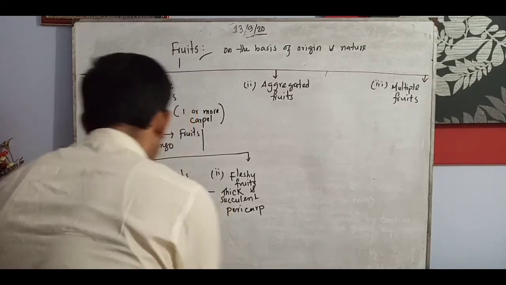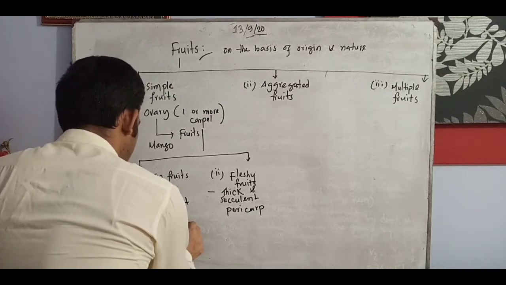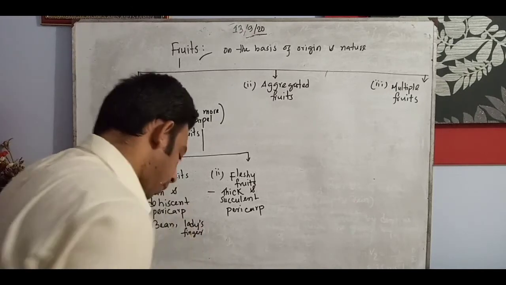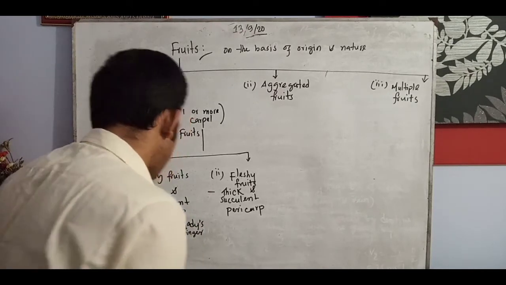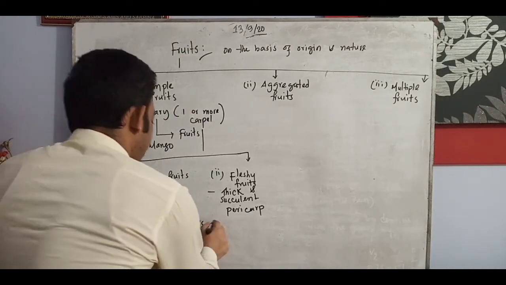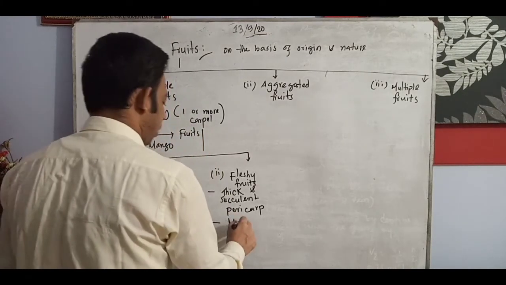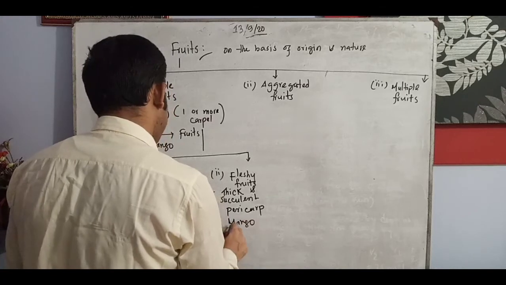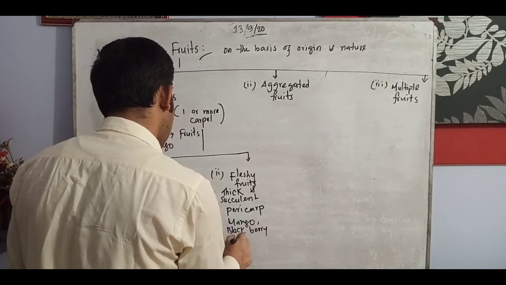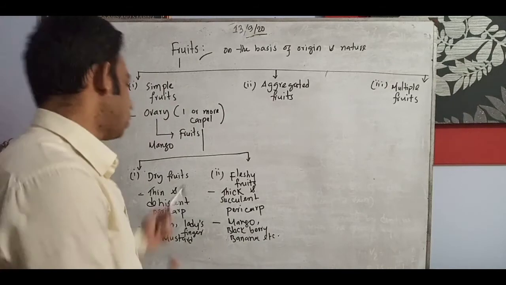We can write the example, bean, lettuce finger. Okay, I will move from there for writing you. Lettuce finger, bean, lettuce finger, mustard, all the examples you must remember. Okay, very important for MCQ. Mango, blackberry, banana, etc. So what are the simple fruit types we have seen there?